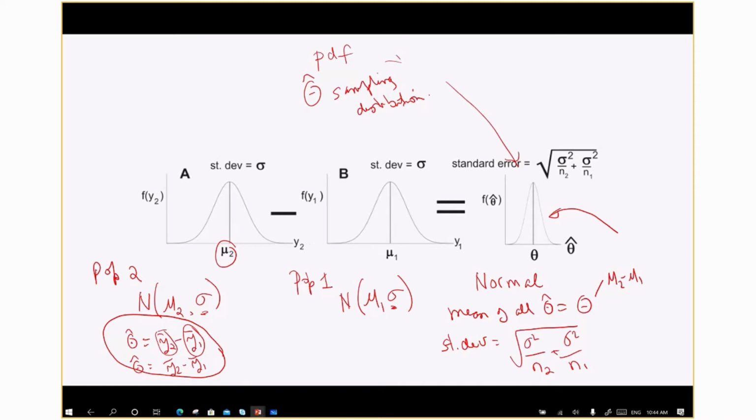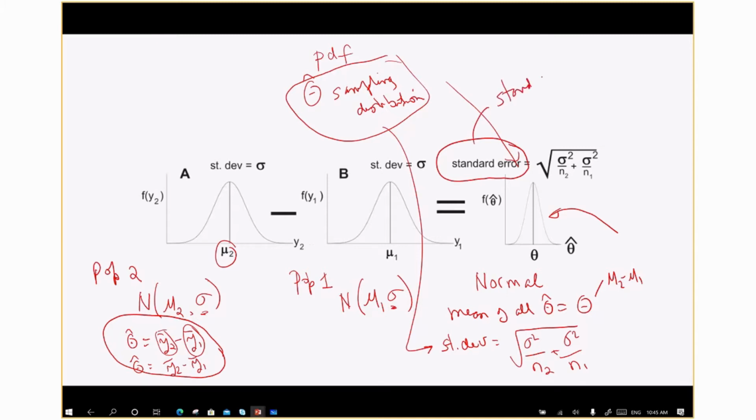This is a sampling distribution. This sampling distribution has a standard deviation. We use the term standard error to refer to the standard deviation of a normally distributed sampling distribution.